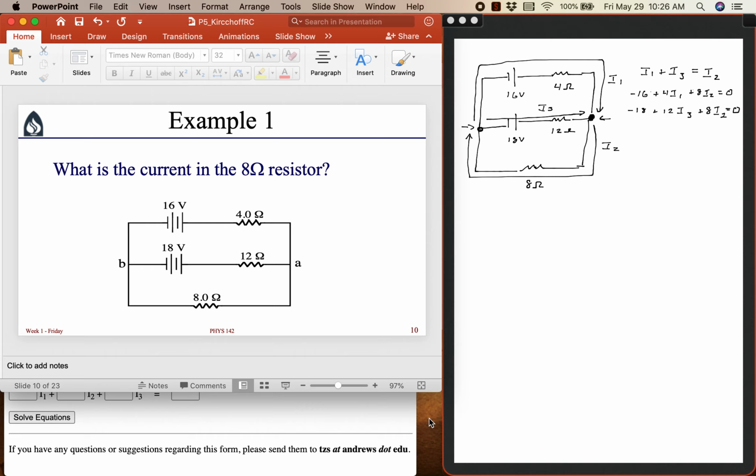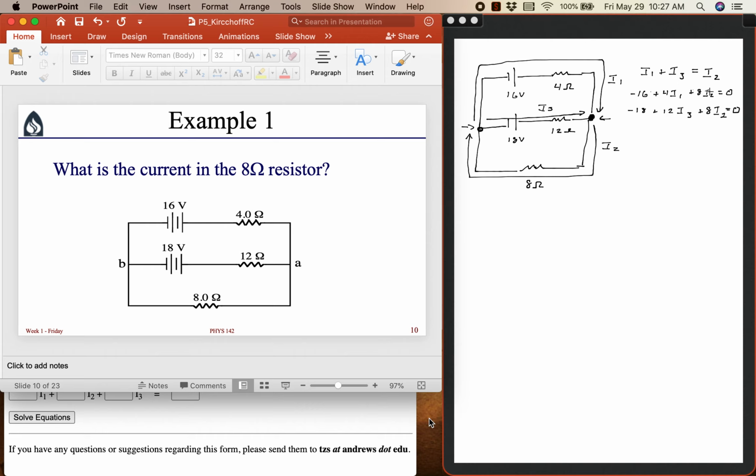So now I have the junction rule and the loop rule equations that I need. So I have 3 equations, 3 unknowns. I need to solve for my unknown currents, I1, I2, and I3. So the next thing that we can do to solve this algebraically, a good strategy, is to figure out what variable do all 3 equations have in common. So I have an I1, an I2, and an I3 in this first one.